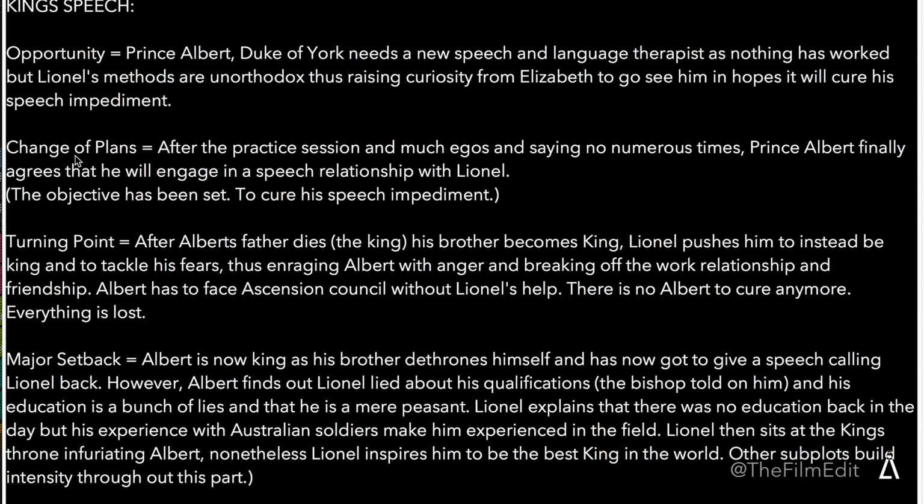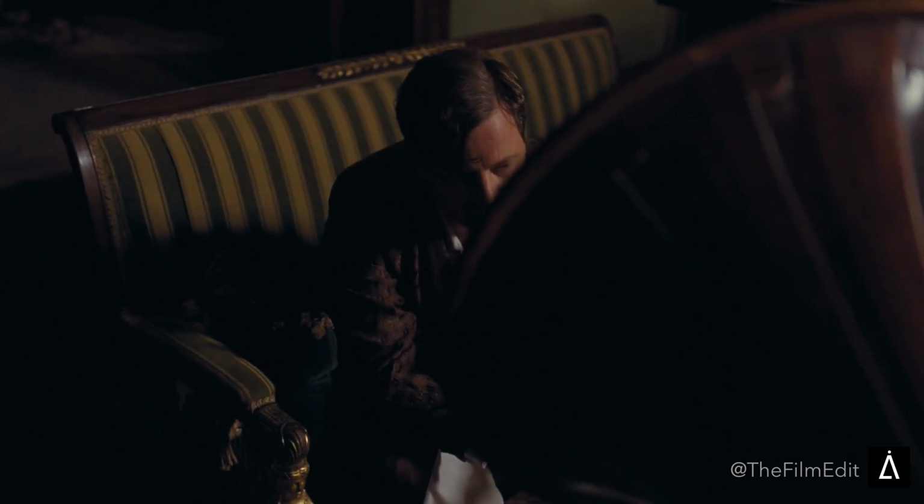And then, change of plans. There's an objective set. After the practice session and much ego and saying no numerous times, Prince Albert finally agrees that he will engage in a speech relationship with Lionel. The objective has been set: to cure his speech impediment.